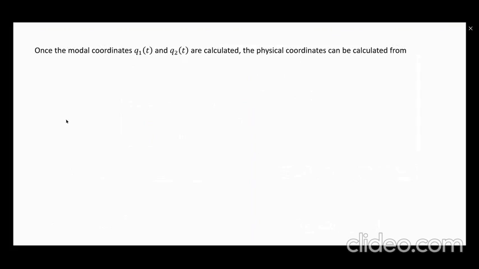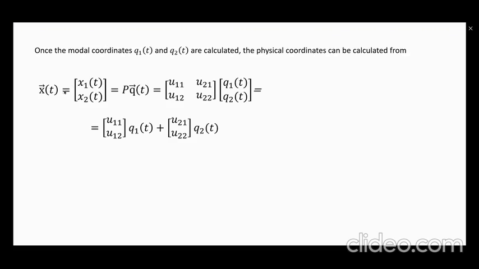Okay. We will do examples in a few minutes, but let's see now. Q1 and Q2, let me remind you, are the modal coordinates, and they're related to the physical coordinates through this matrix P, which is called the modal matrix. So first you have to find the natural frequencies. For each natural frequency, you find the corresponding mode shape. You put it in the columns of the P matrix, and there is your modal matrix.